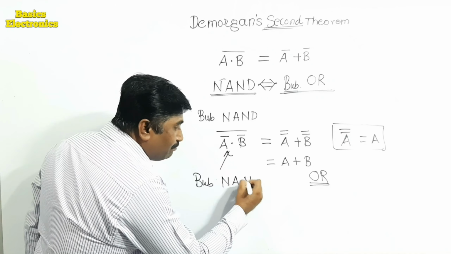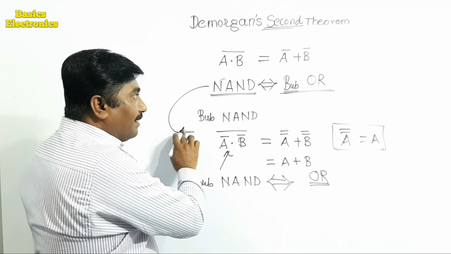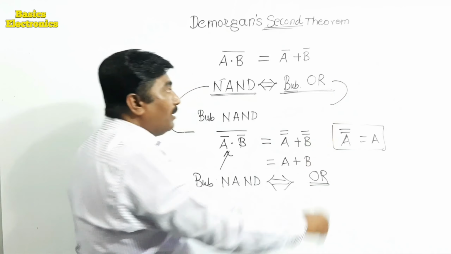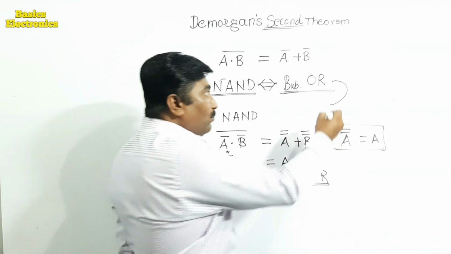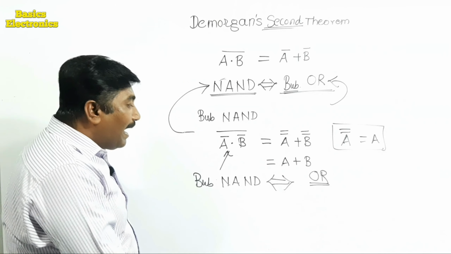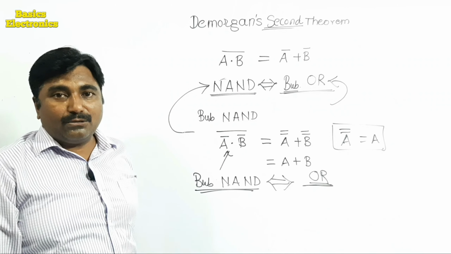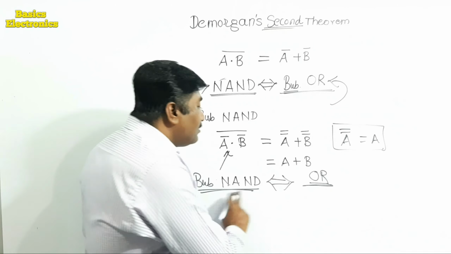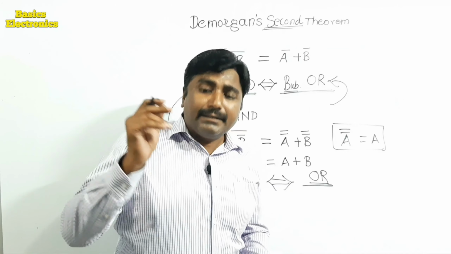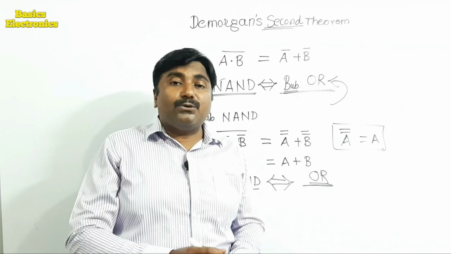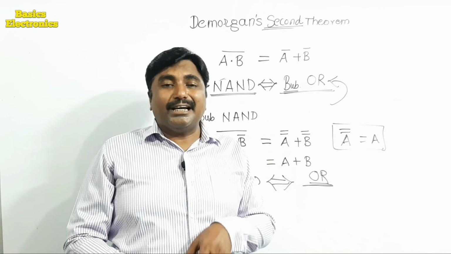And this is the equation of the bubbled NAND gate. It means by using De Morgan's second theorem, which gives the equivalency between the NAND gate and the bubbled OR gate, the NAND gate is equivalent to the bubbled OR gate and the bubbled NAND gate is equivalent to the OR gate. This is given by De Morgan, but we need to prove it. So how can we prove it?